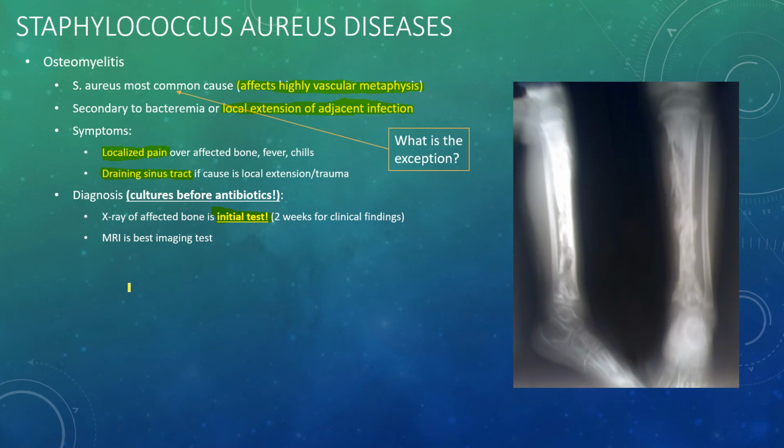So if you have an x-ray and you want the next step, if the x-ray doesn't show anything, you can do an MRI. And the best culture is a bone biopsy. Especially if it's an open wound, you can do a bone biopsy, and that can be very specific for what is actually infecting the bone.